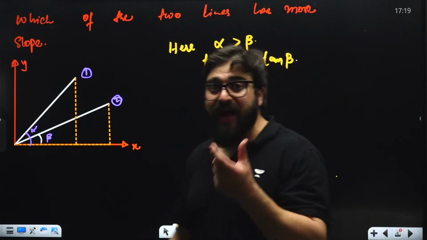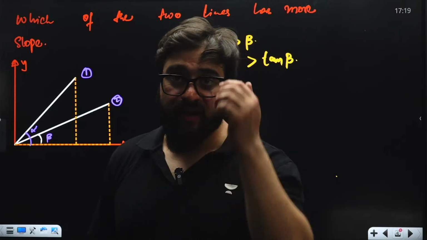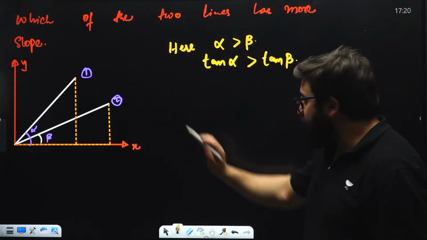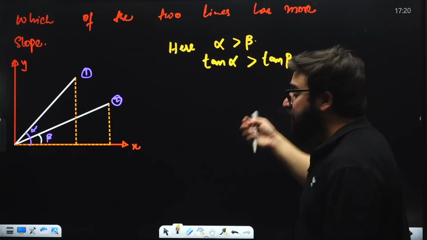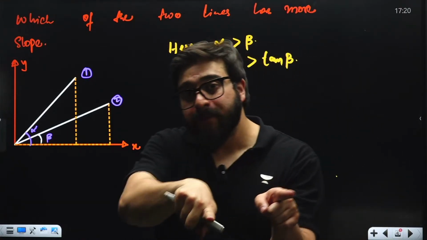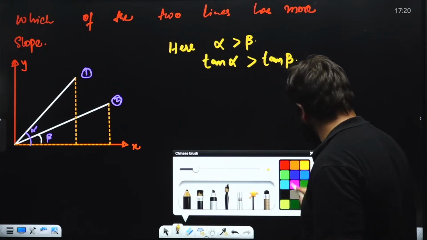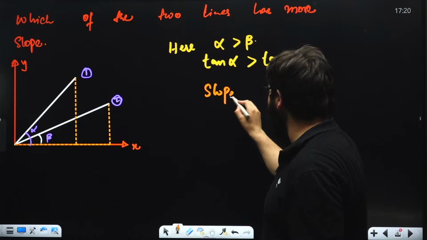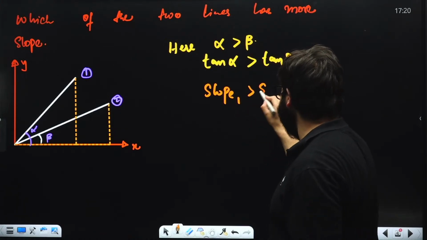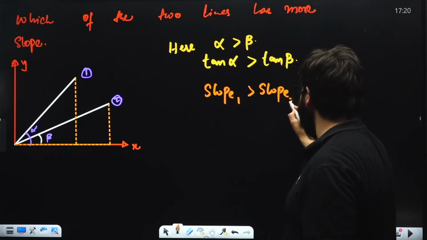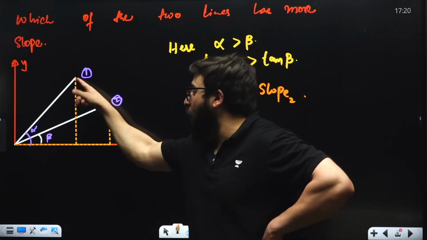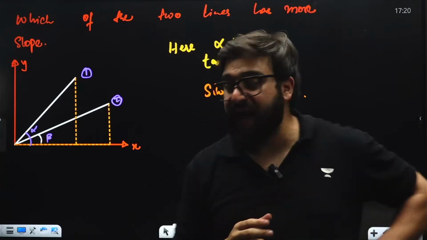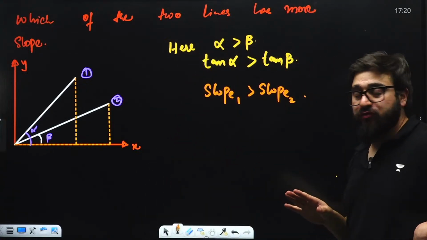Why? Because value of tan depends upon its angle. If angle increases, tan theta increases. Now we know that, sir, tan theta means slope. So I can say slope of line 1 is greater than slope of line 2. Why? Because angle is more over here in case of 1.